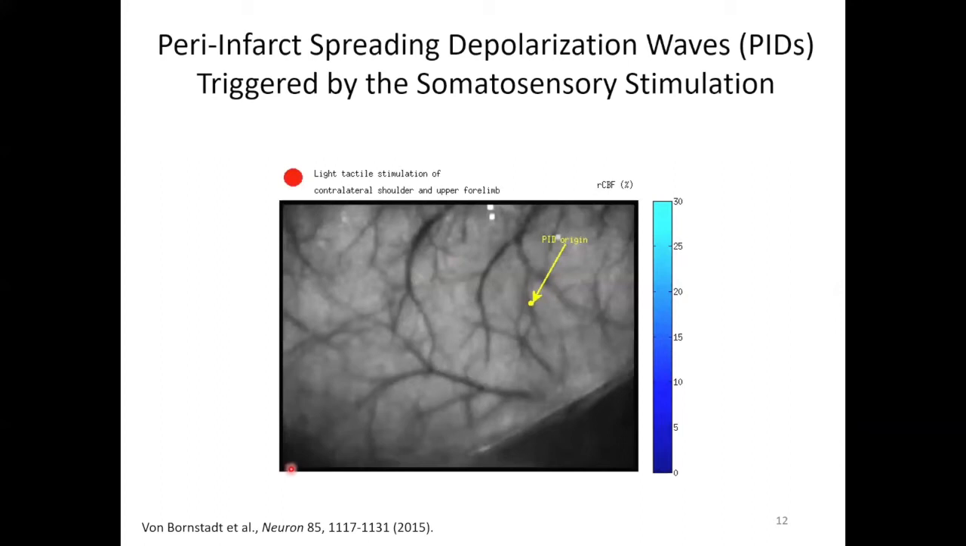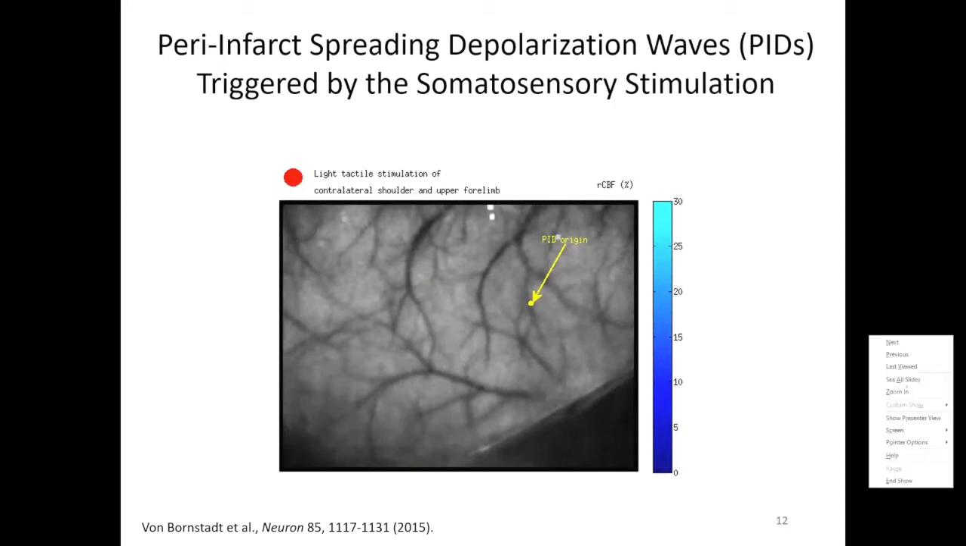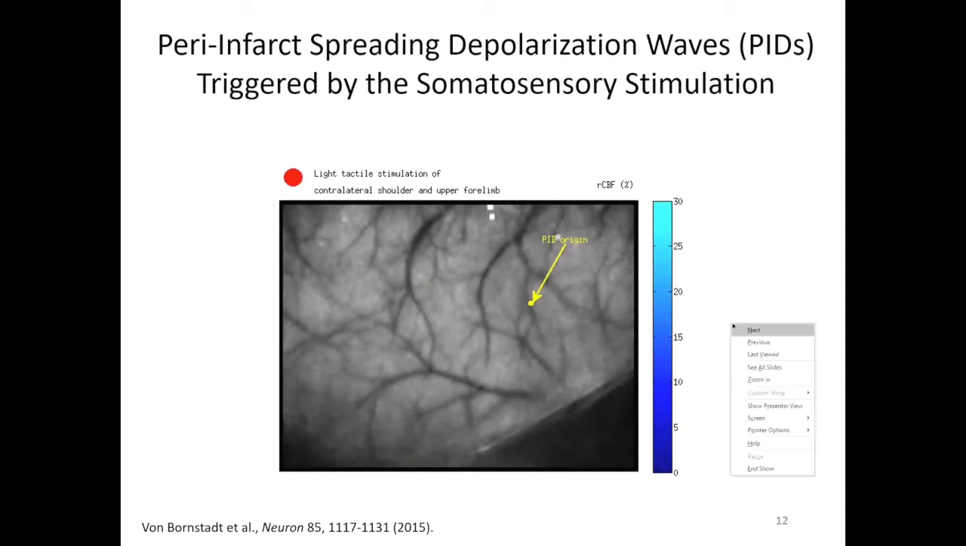Here's another, let's see if we can get this working. There's a nice movie here. Okay, well, I'll skip that for now.